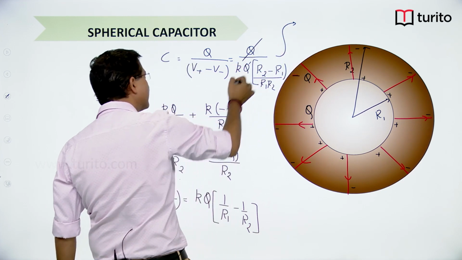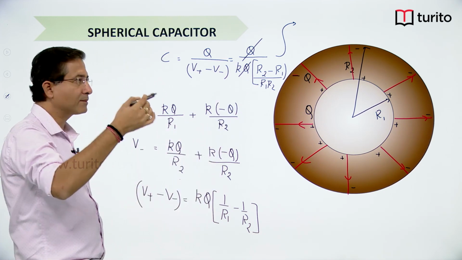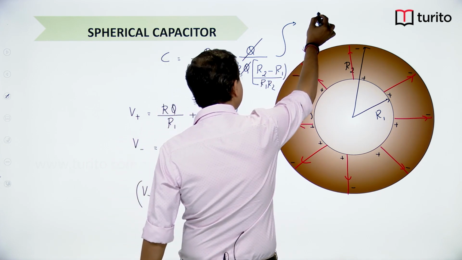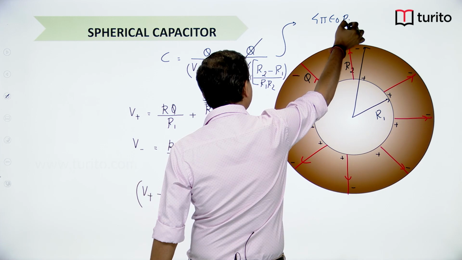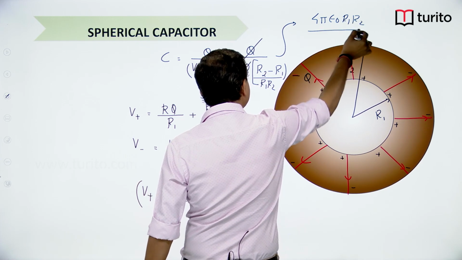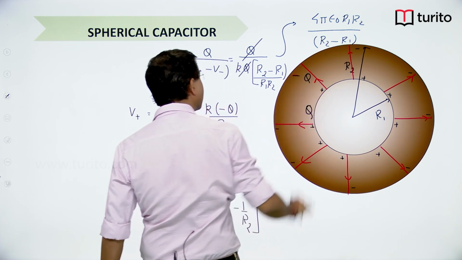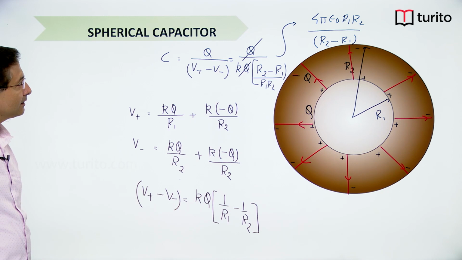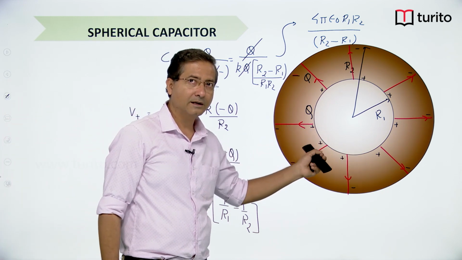So, q is getting cancelled out, k is 1 upon 4 pi epsilon naught, 4 pi epsilon naught will go in the numerator and 1 upon R1 R2 will also go in the numerator, 4 pi epsilon naught R1 R2 divided by R2 minus R1, right. This is what we are getting as the capacitance of this arrangement, right.